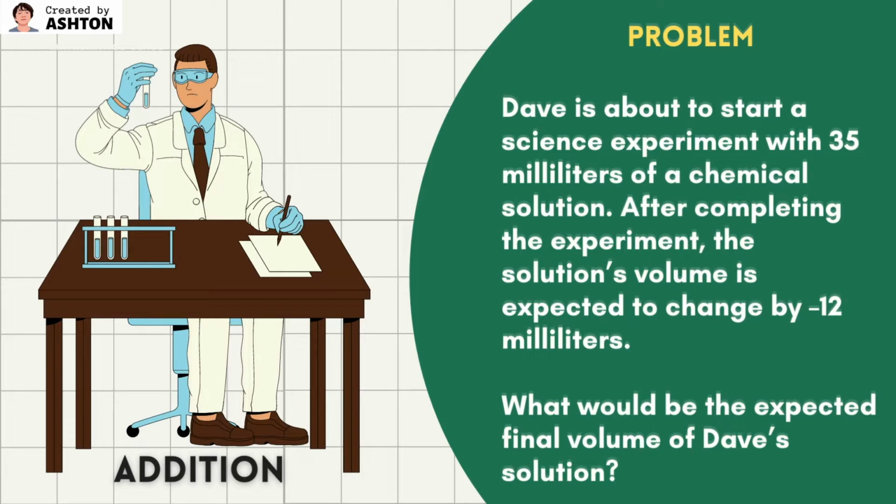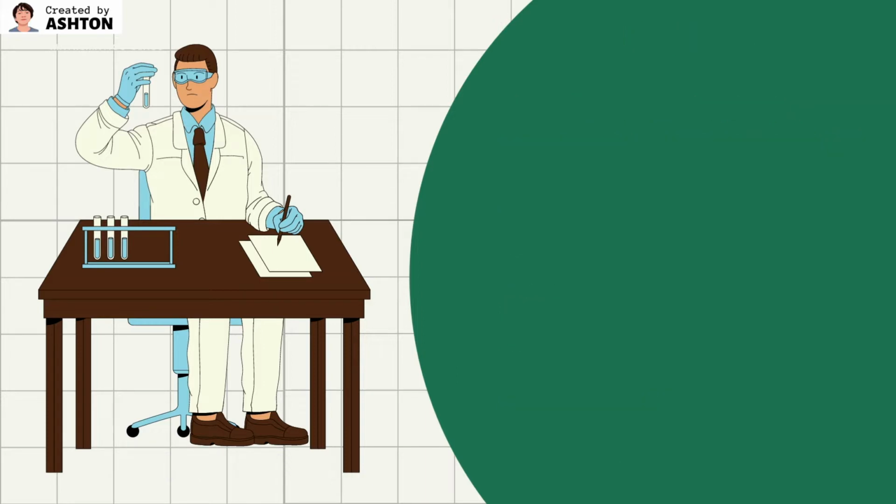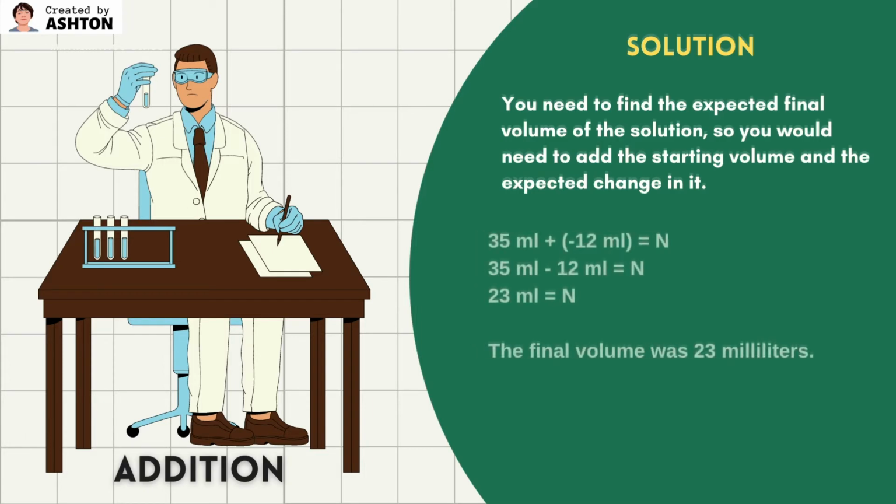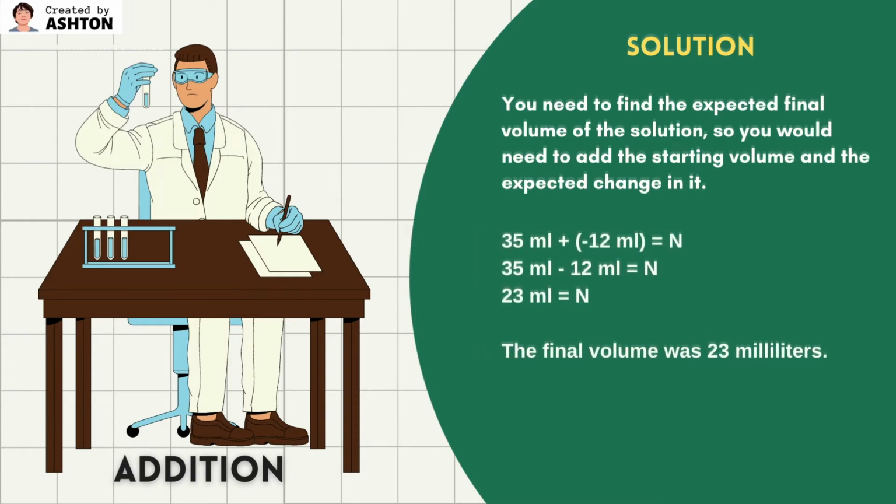Let us solve this problem by first writing an expression that represents the situation. You need to find the expected final volume of the solution, so you would need to add the starting volume and the expected change in it. 35 milliliters plus negative 12 milliliters equals N. 35 milliliters minus 12 milliliters equals N. 23 milliliters equals N.